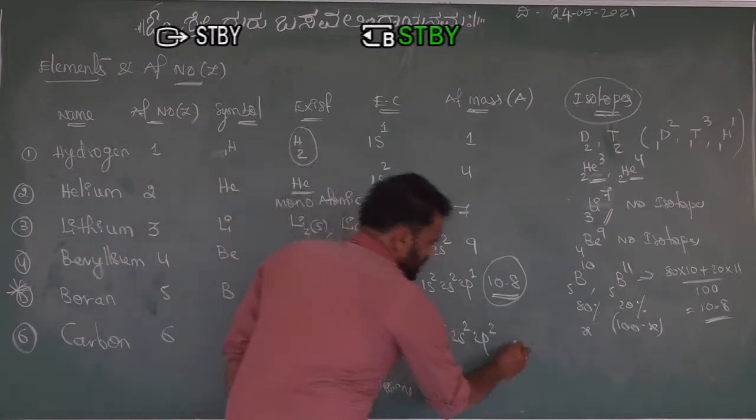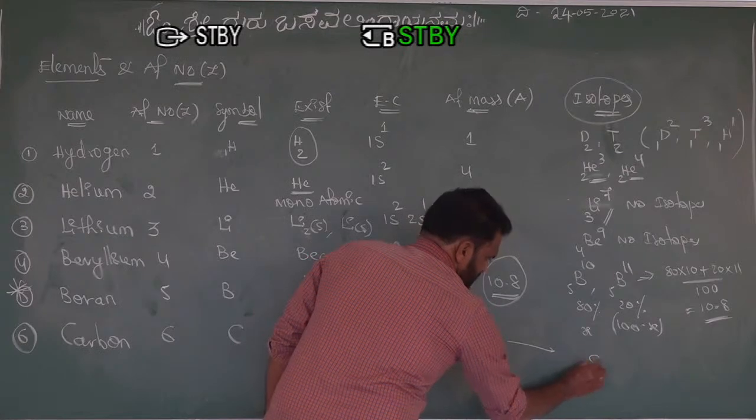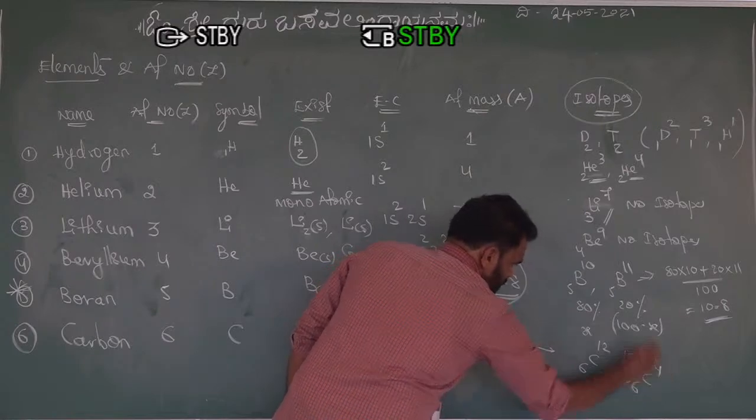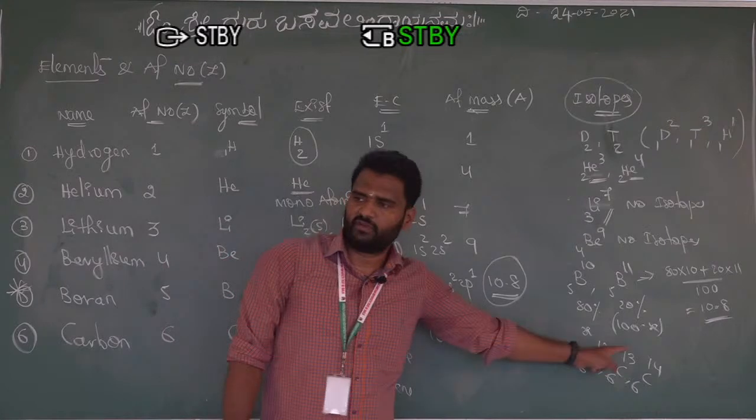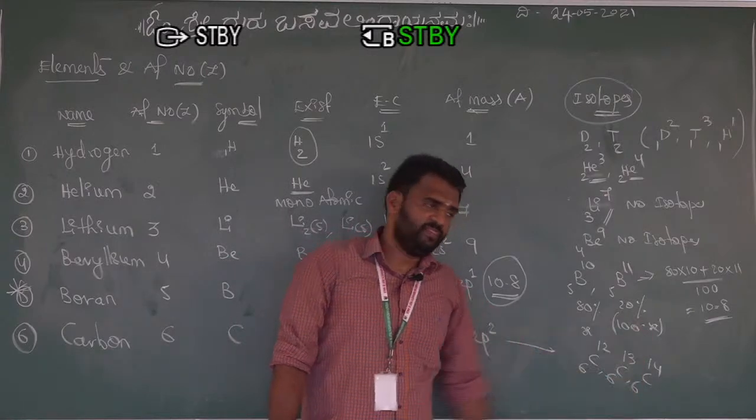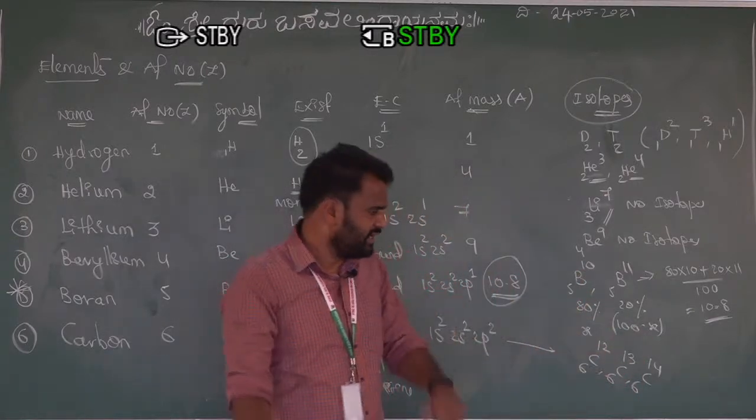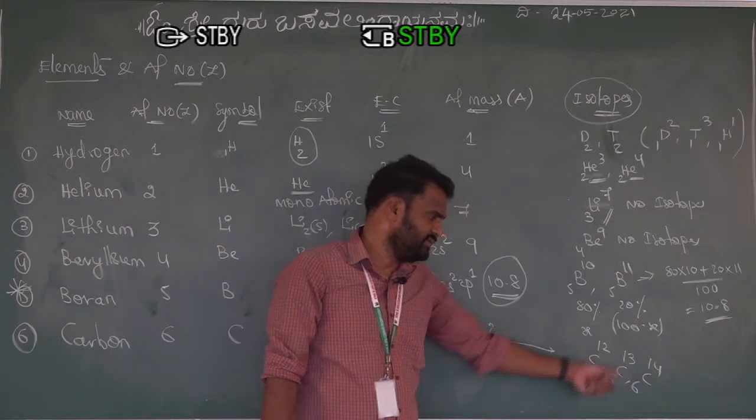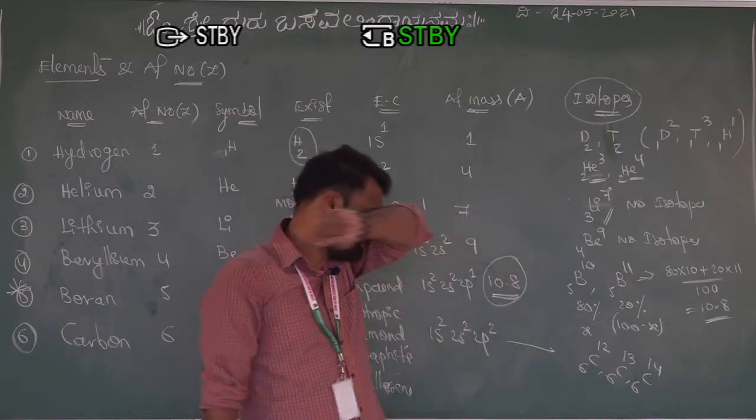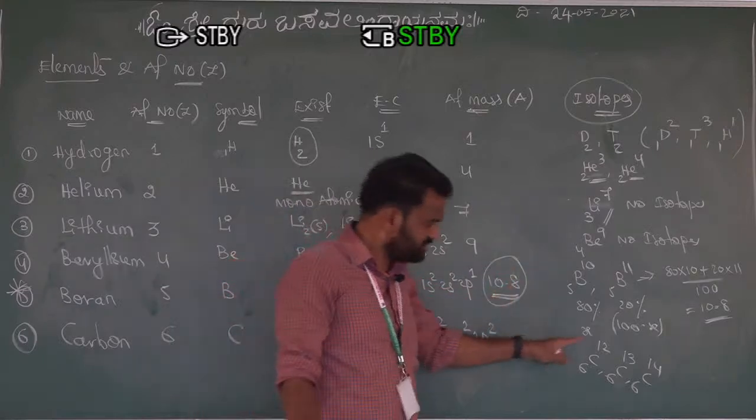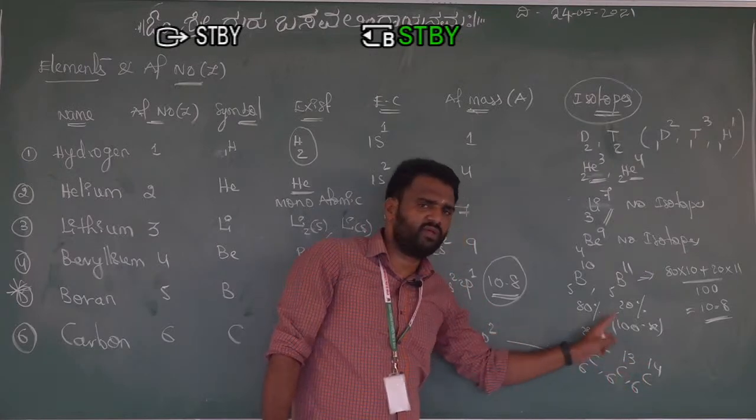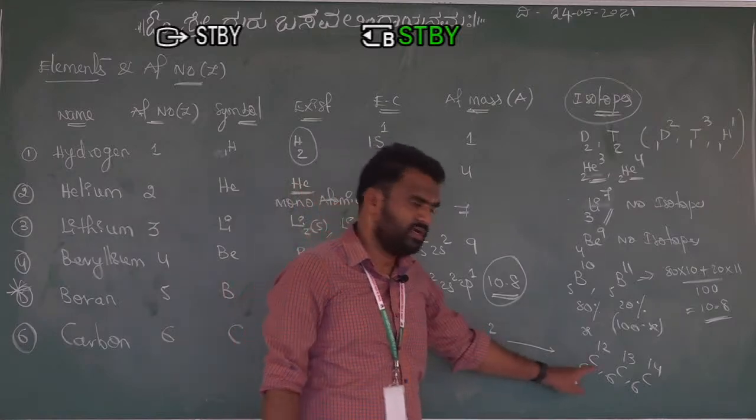Next, carbon exists in isotopic forms: carbon-12, carbon-13, and carbon-14. These are the isotopes of carbon. Naturally, more than 99% of carbon is carbon-12, carbon-13 is about 1%, and carbon-14 is very, very small. Their percentages are different, but they exist as isotopes. Carbon-12, 13, 14 all have the same atomic number, only the mass number is different. You have to notice this.